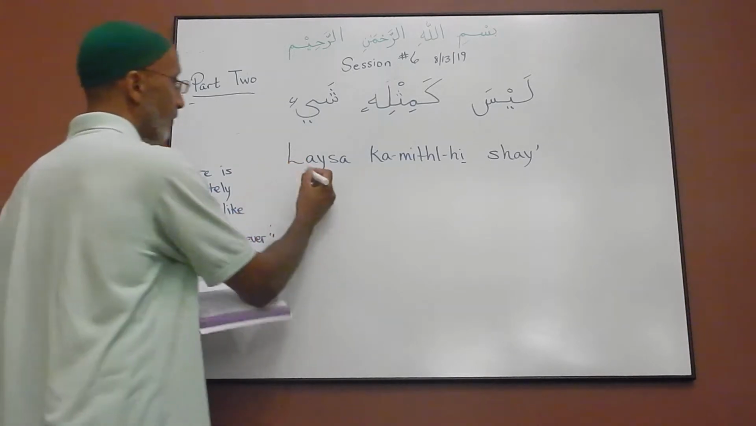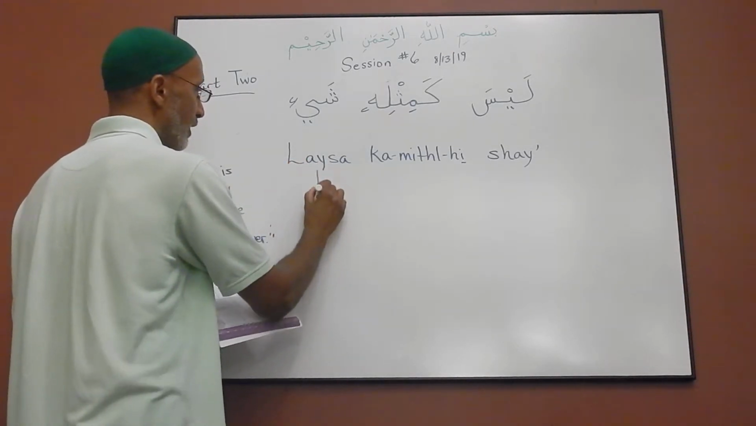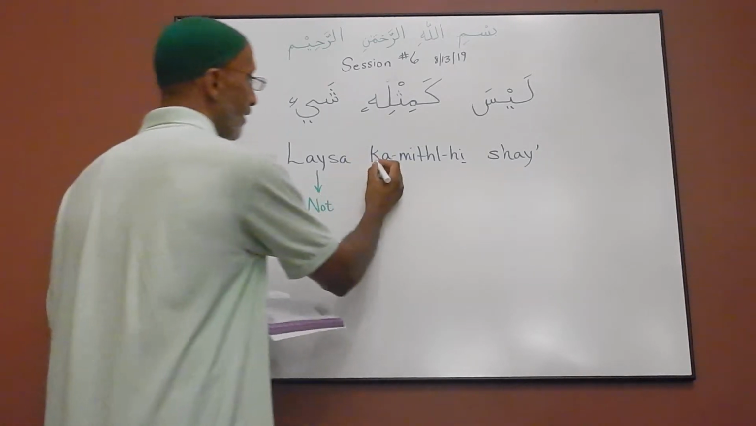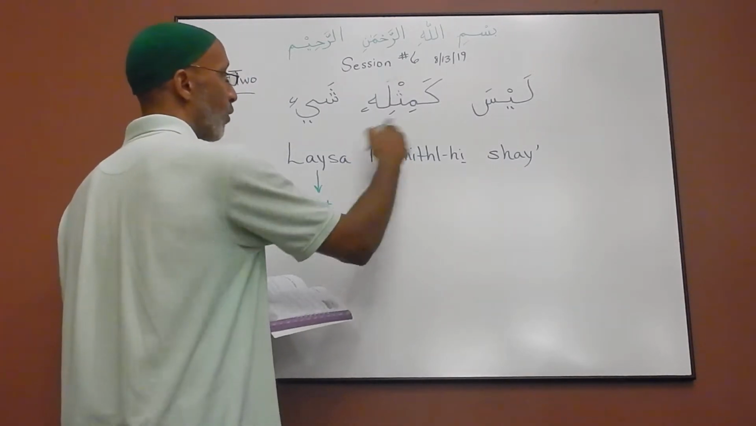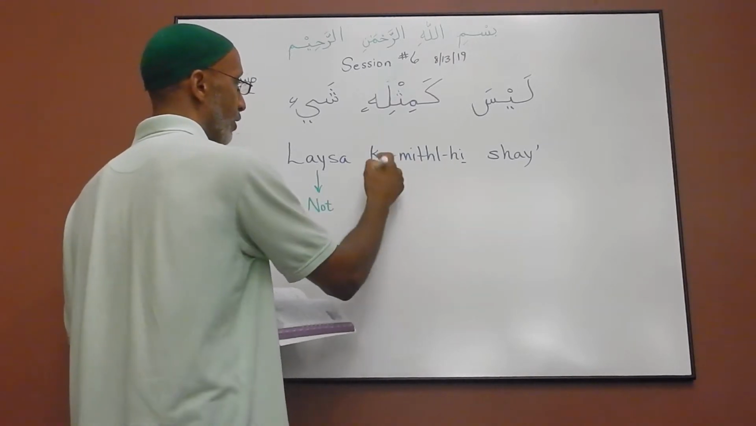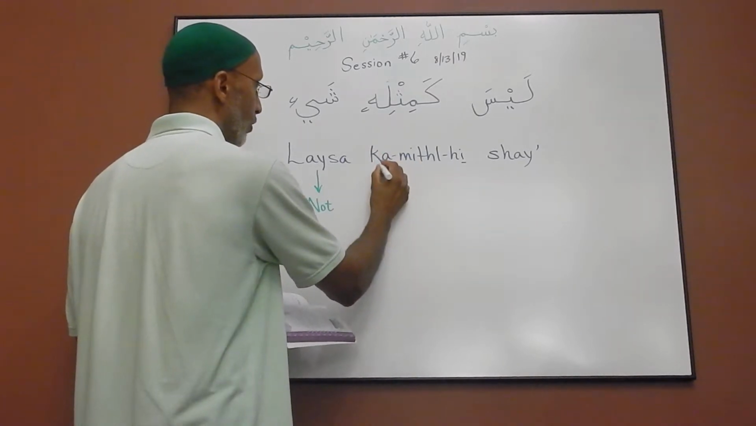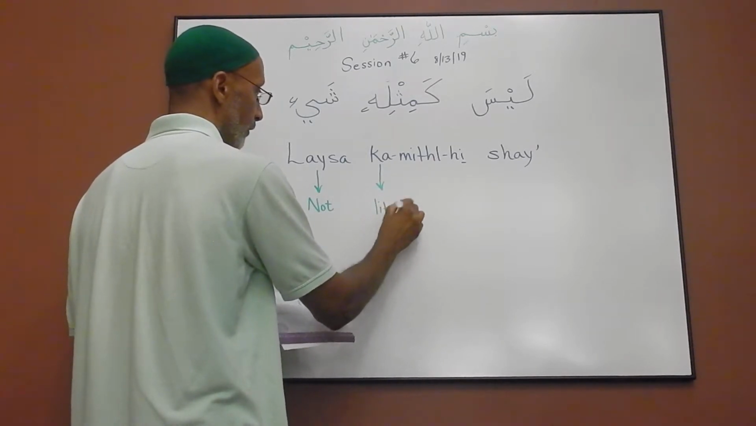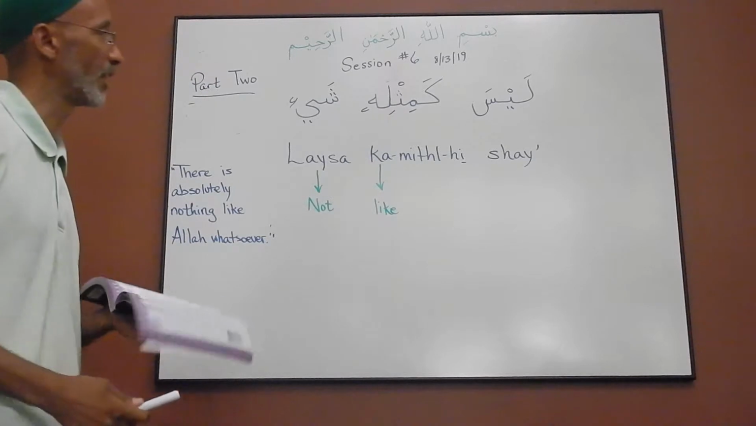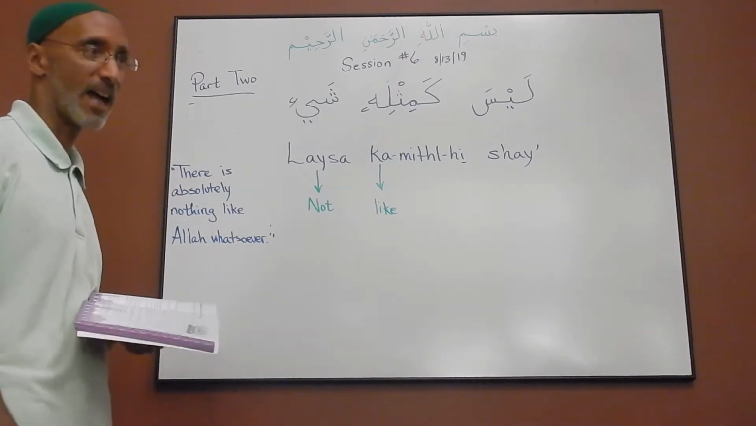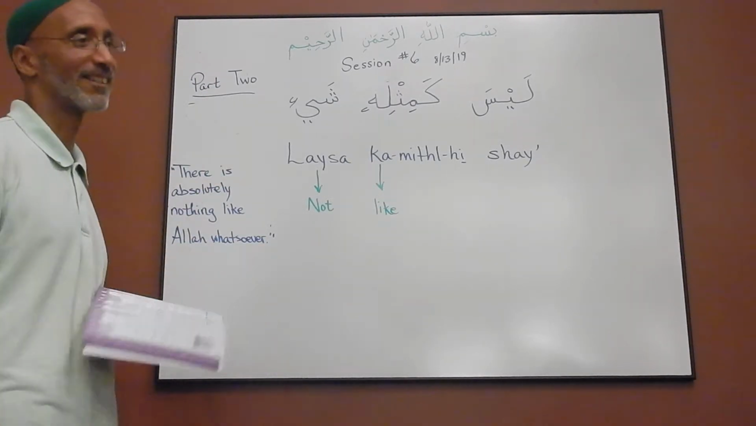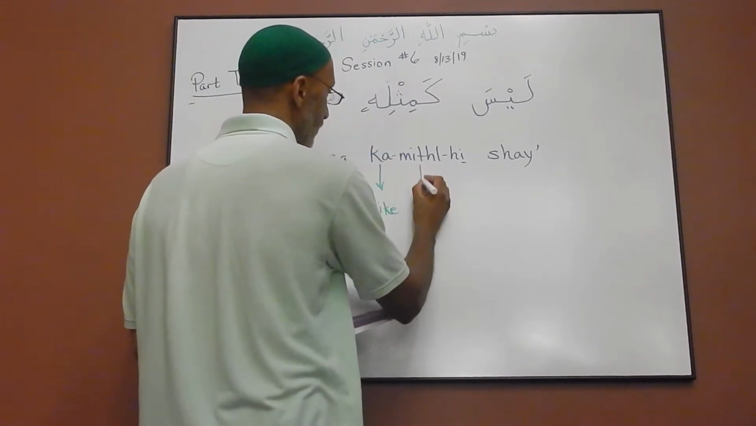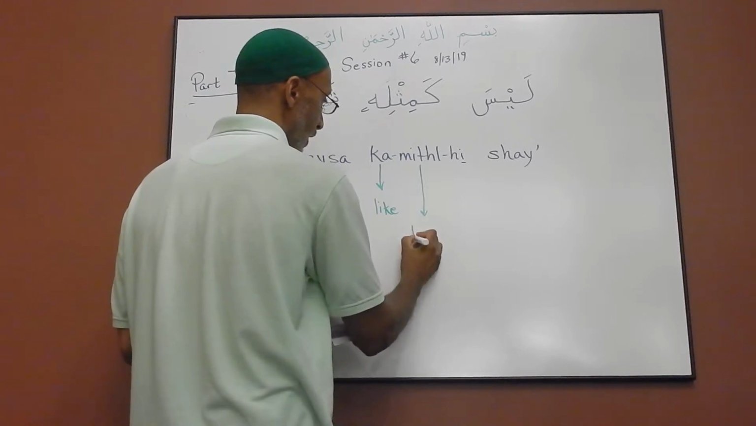So laysa is a negation term, meaning not. Ka is a prefix. It's all one word, but I separate it just so it's a prefix to this word. It's not the word itself. Ka means like, meaning similar. In Arabic, sometimes you hear the Arabic guys, they'll say kadhalika. Dhalika means that. Kadhalika, like that. Mithl means like, same meaning, similar.